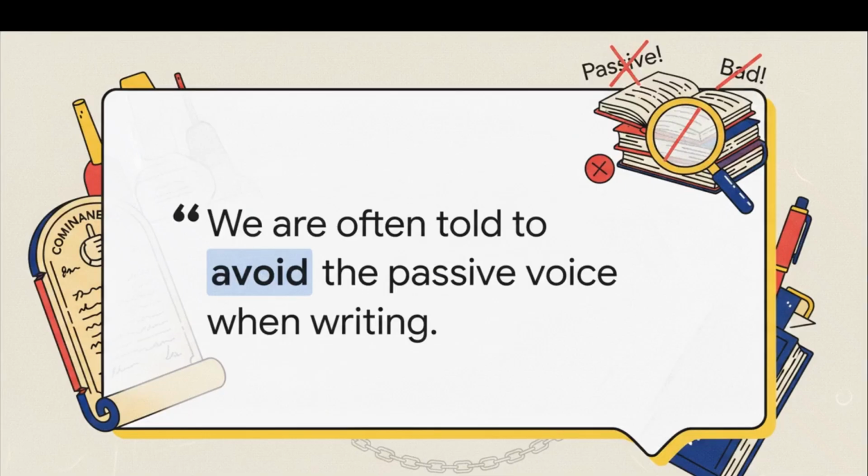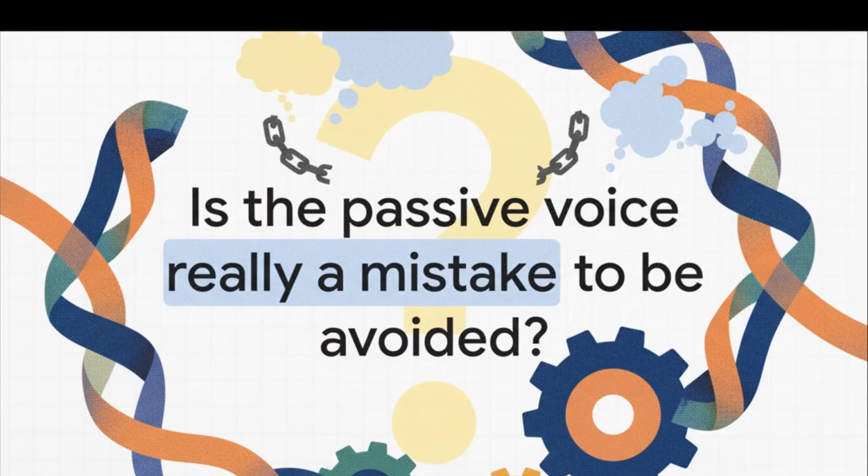I bet if you've ever taken a writing class, you've heard this one. It gets drilled into our heads, right? It's treated like this big, clunky mistake that you have to hunt down and get rid of in your writing. But here's the thing. Is it really that black and white? Is the passive voice just plain wrong?